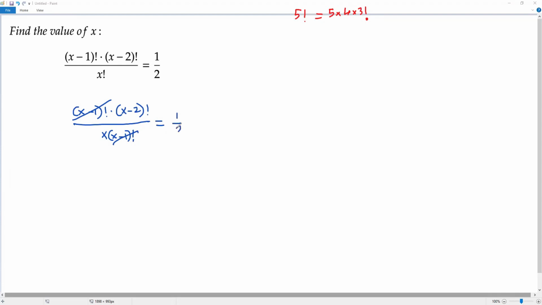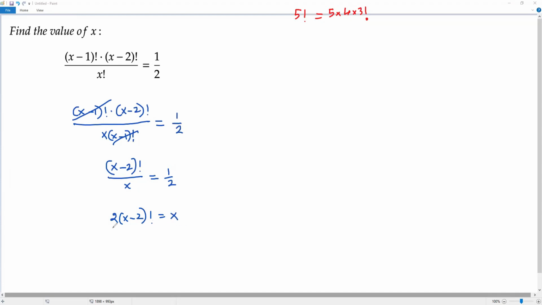On the right side, we have 1 over 2. Now we have (x-2)! divided by x equals 1 over 2. Now let's do cross multiplication. This numerator has to be multiplied by this denominator, so we have 2 times (x-2)!. Then the numerator 1 has to be multiplied by the denominator x; 1 times x is x.